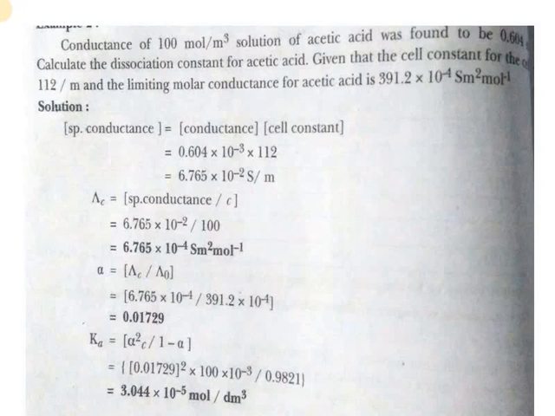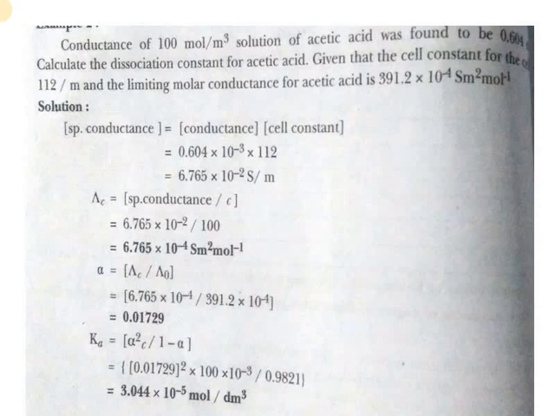And from these values of molar conductance and specific conductance, we can calculate the value of alpha. Alpha is the degree of dissociation. So the degree of dissociation alpha is equal to lambda C upon lambda 0. Lambda C is the molar conductance, and lambda 0 is the limiting molar conductance, also given for acetic acid. So the molar conductance is 6.765 into 10 raised to minus 4, and the limiting molar conductance is given as 391.2 into 10 raised to minus 4.